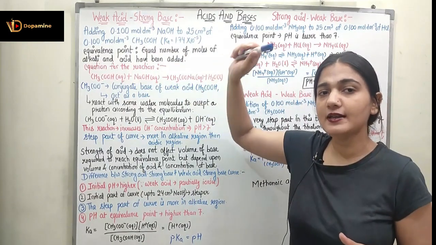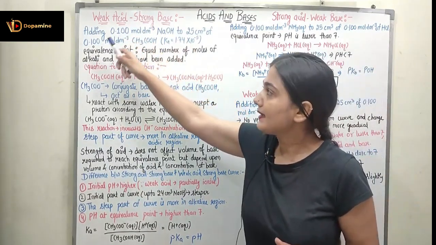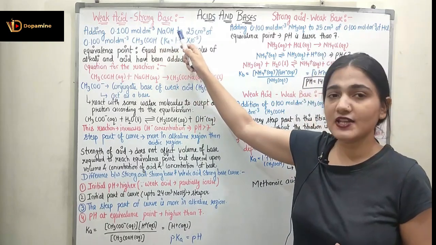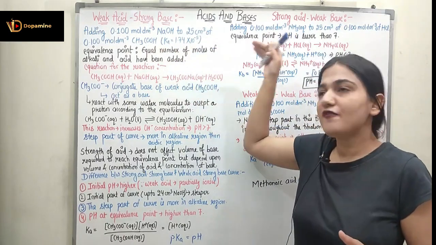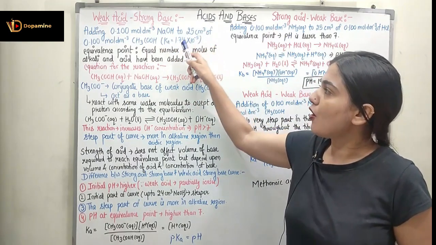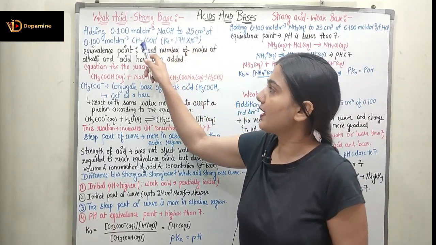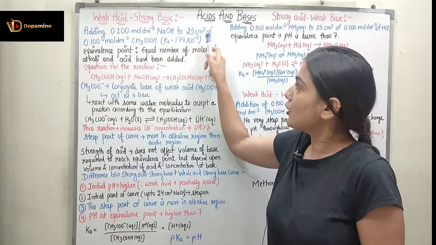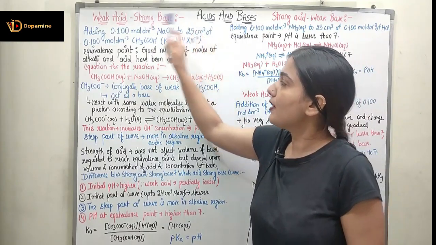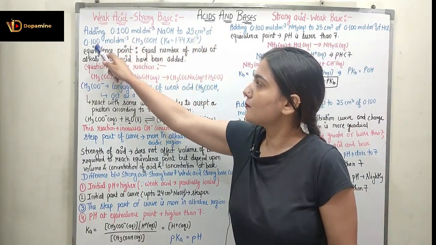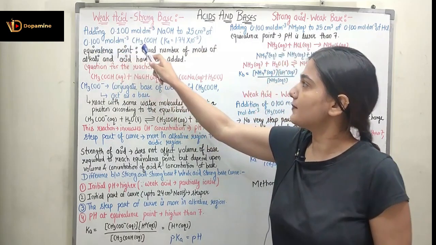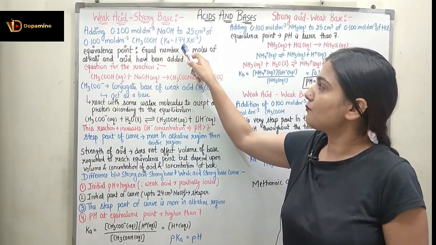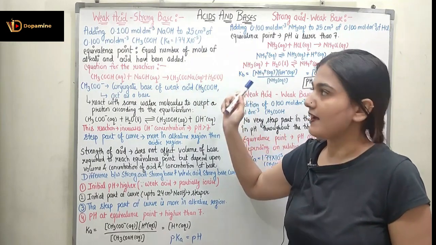We are going to understand the titration when I am adding 0.100 mole per decimeter cube of NaOH. So NaOH's volume will be varying, and the acid I have taken is a weak acid, CH3COOH, ethanoic acid. Its volume is fixed at 25 centimeter cube and the concentration is 0.100 mole per decimeter cube. The Ka of the acid is also given, which is 1.74 times 10 raised to power minus 5.